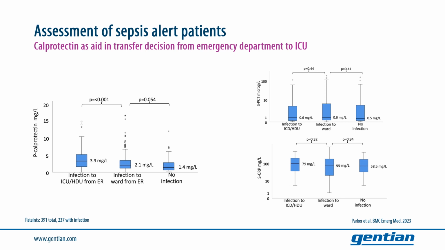Another important aspect in patient management is the early decision in the emergency department where to transfer the patient. Calprotectin was described as a valuable aid in the management of these patients presented to the emergency department, where it was the only biomarker compared to PCT and CRP on the right side, with significantly increased levels in patients transferred to ICU or HDU compared to patients transferred to the ward. Hence, calprotectin levels can be used as aid in the decision-making if it's necessary to transfer patients to the ICU.